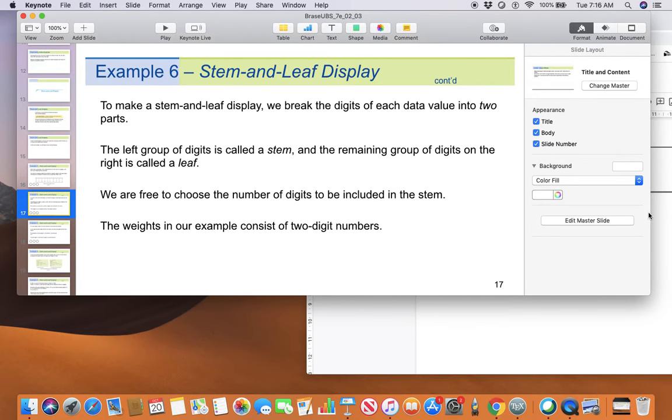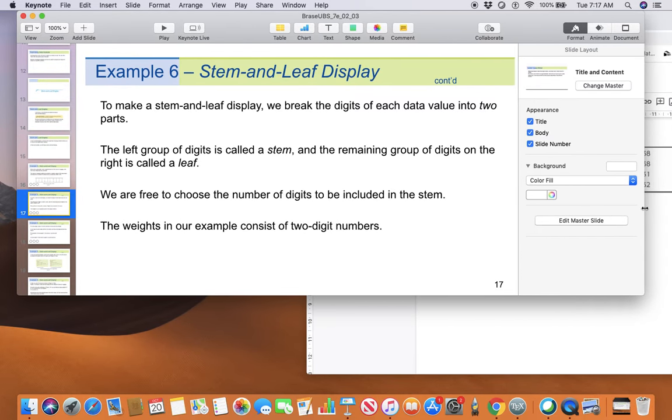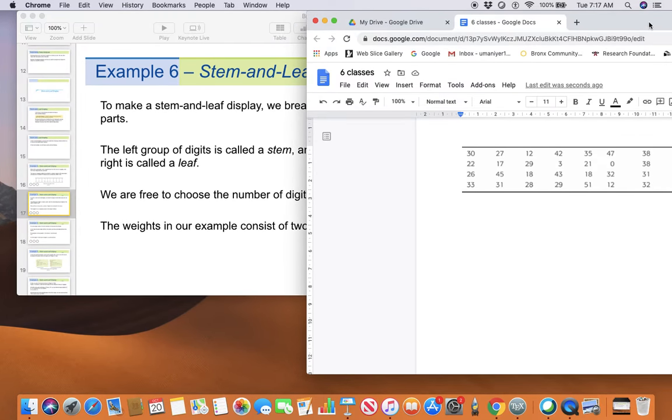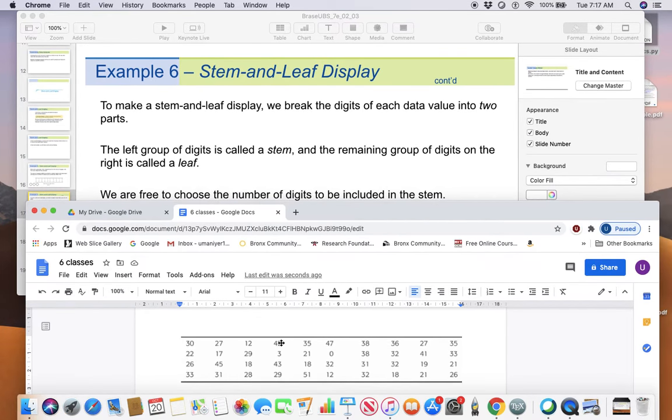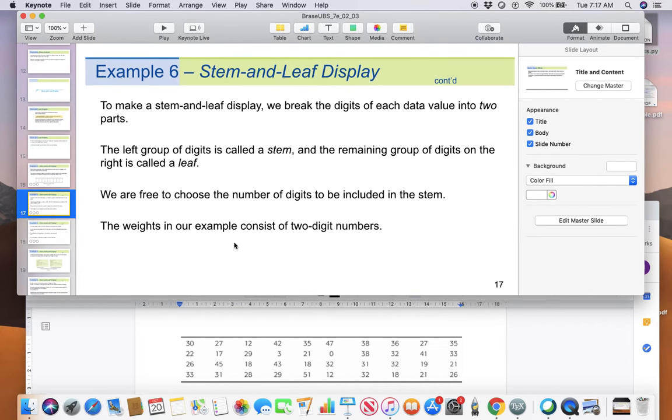Now, to make a stem and leaf display, we break the digits of each value into two parts. The left group of the digits is called a stem. The remaining group of the digits on the right is called a leaf. We are free to choose the number of digits to be included in the stem. The weights in our example consist of two-digit numbers. So look at our weights. They are two-digit numbers, right? So we want to split them, one digit on the left and one digit on the right. That's what we are aiming for.